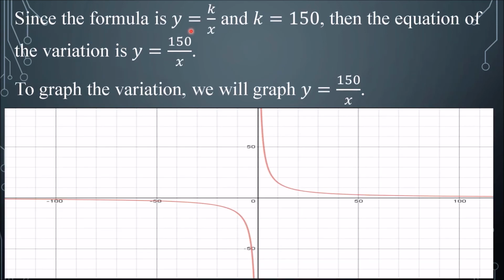Now since the formula is y is equal to k over x and k is equal to 150, then the equation of the variation is y is equal to 150 over x because you are substituting 150 to k, the constant. Now, to graph the variation, we will graph y is equal to 150 over x. And the result is this. So this is the graph of an inverse variation.